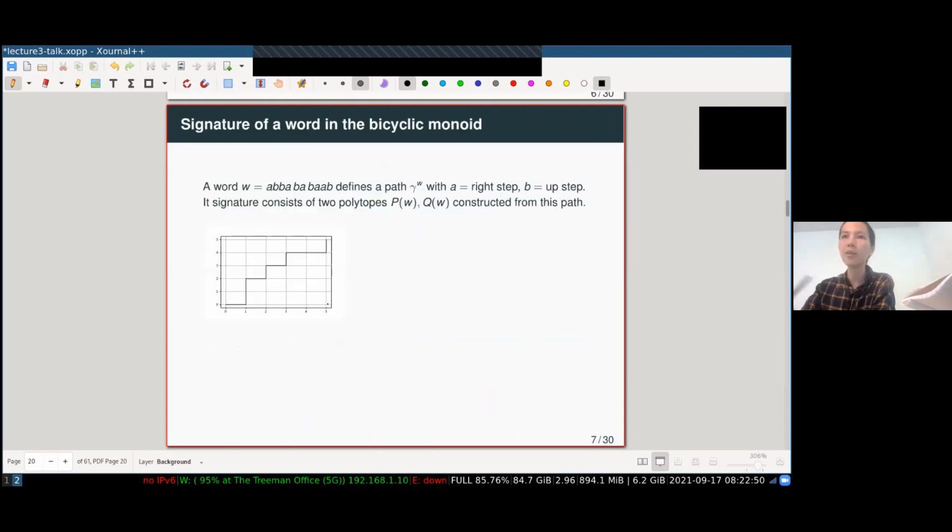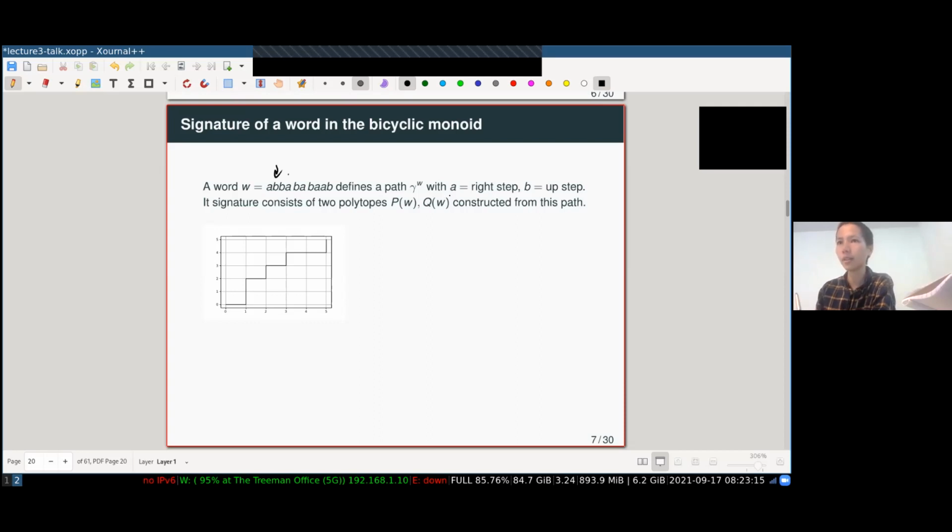So what it comes down to is a very, very cute graphical characterization of when 2 words are equal. A word now, let's say take this one. I think of it as an upright path.